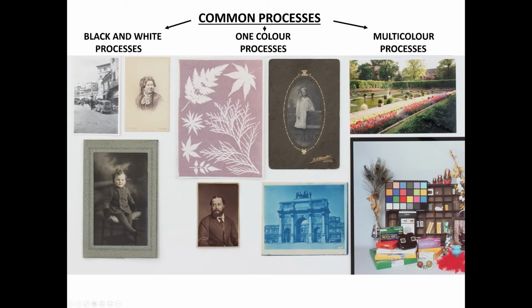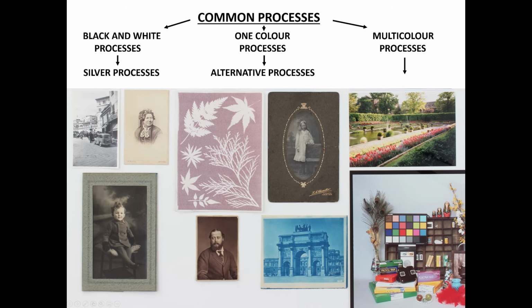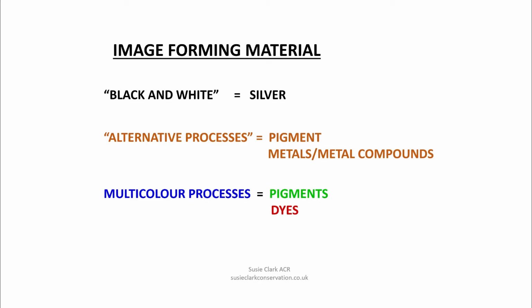So let's look at the image forming component first. Here you have a mixture of examples from the 19th century to the late 20th century, divided simply into black and white processes, one colour processes and multicolour processes. As I said before, black and white is a term that is used to describe silver processes in photography, and you may be able to create nominally black and white images in the other categories. The term alternative processes is used to describe one colour images other than silver, and so we can summarise what you've just seen visually represented like this.